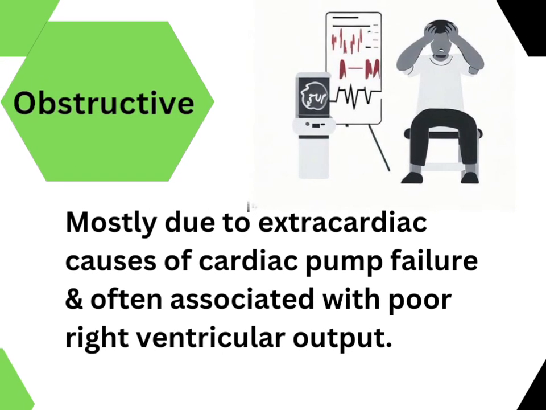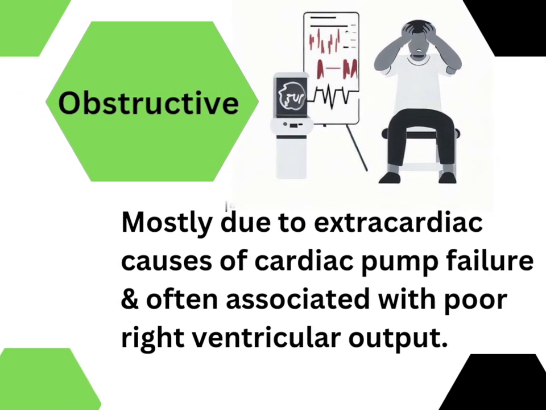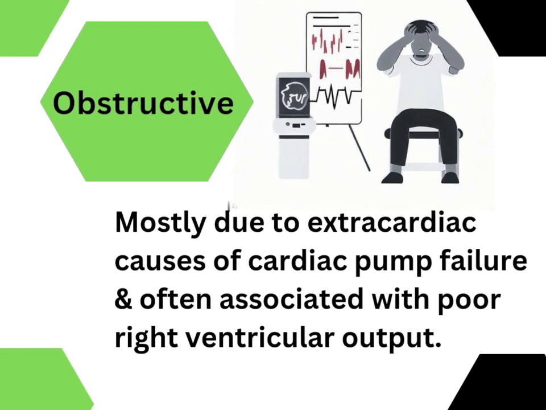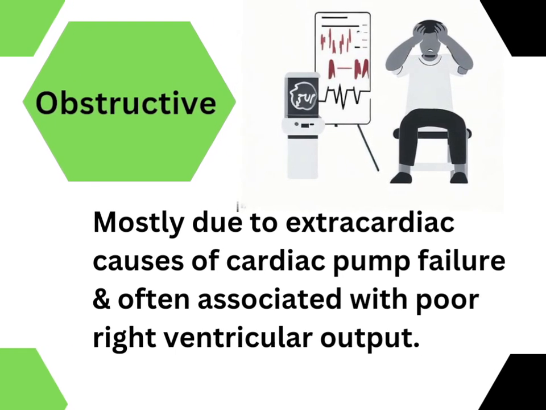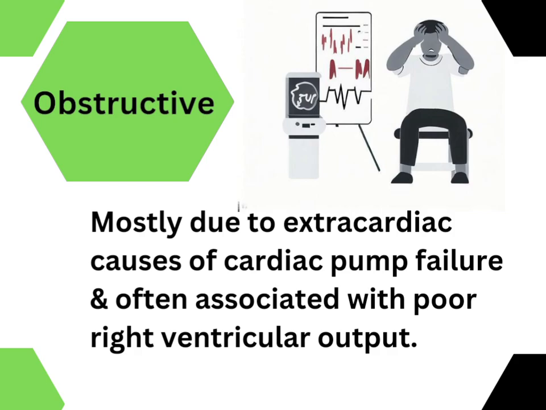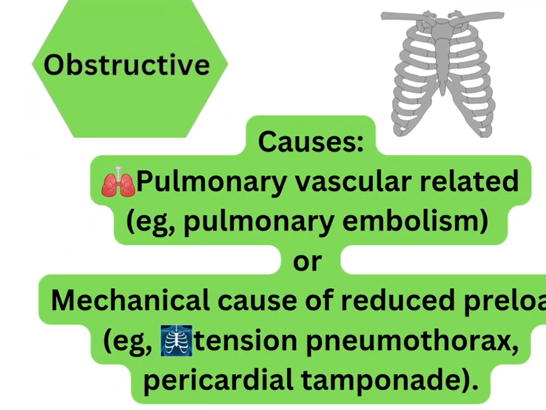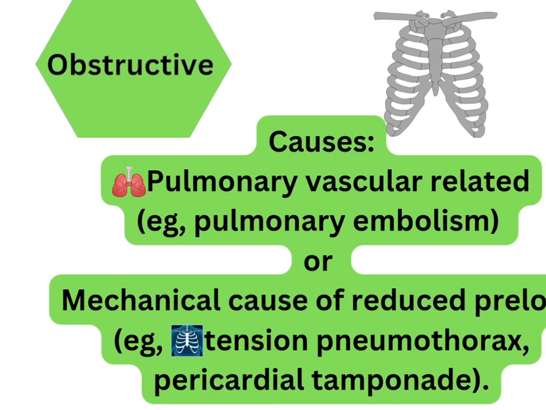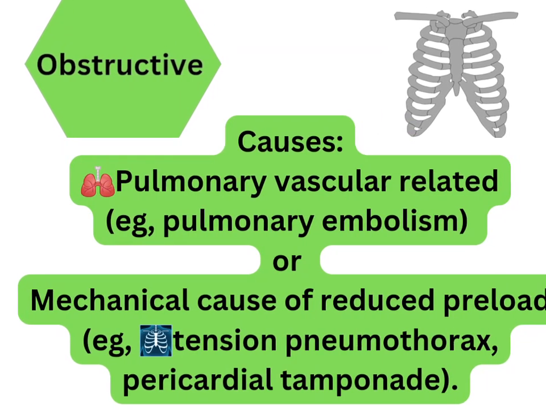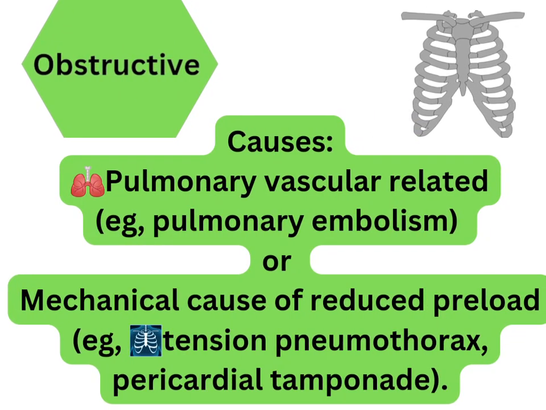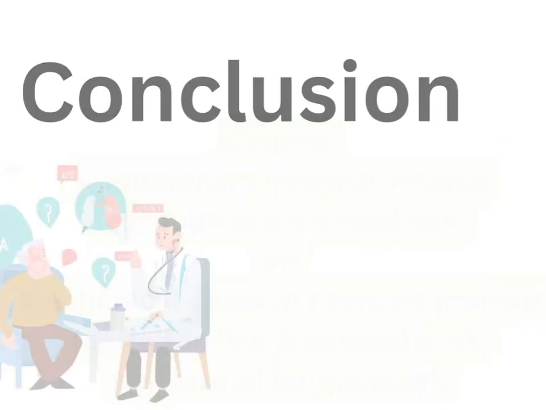Obstructive shock. Obstructive shock primarily stems from extracardiac causes of cardiac pump failure and is often associated with poor right ventricular output. It can be pulmonary vascular related, such as in cases of pulmonary embolism, or due to mechanical causes that reduce preload, like tension pneumothorax or pericardial tamponade.